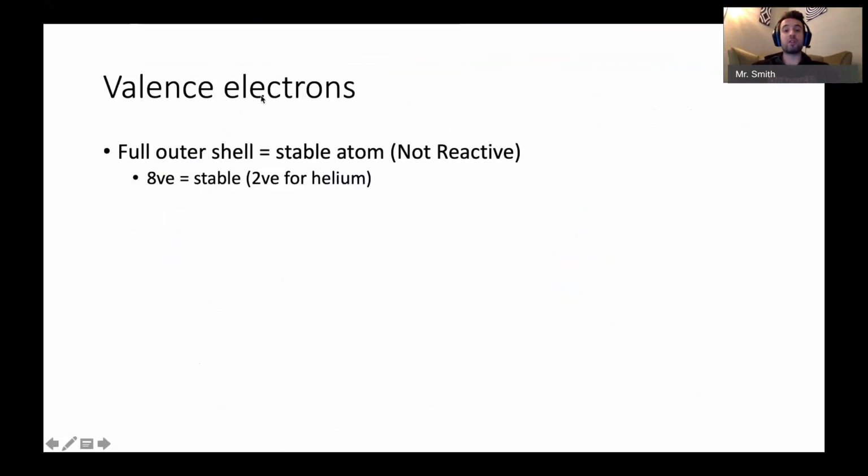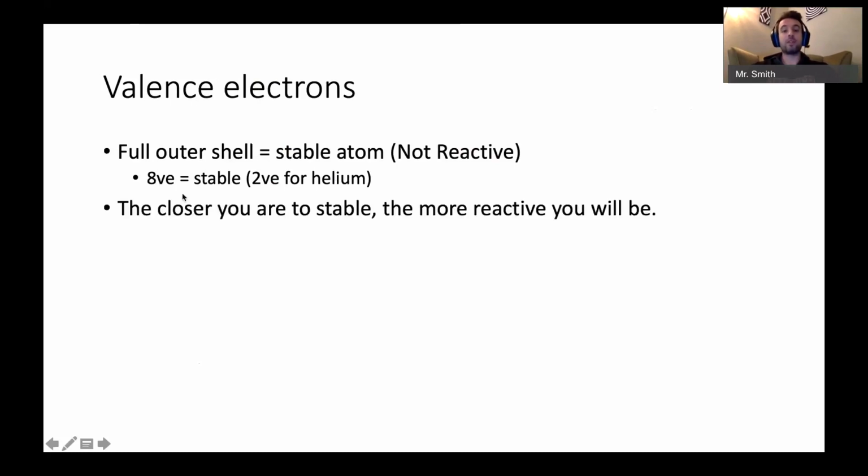If you have a full set of valence electrons, that can look like 8 valence electrons for most atoms, or sometimes, with things like helium, lithium and beryllium, they're stable when they only have 2 valence electrons. But those are weird exceptions; we're really going to focus on the idea that 8 valence electrons is stable. And again, the closer you are to stable, the more reactive you would be. That's a takeaway from today, so I would definitely have that written down in your notes.